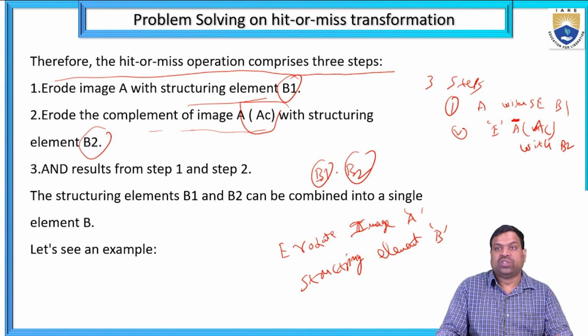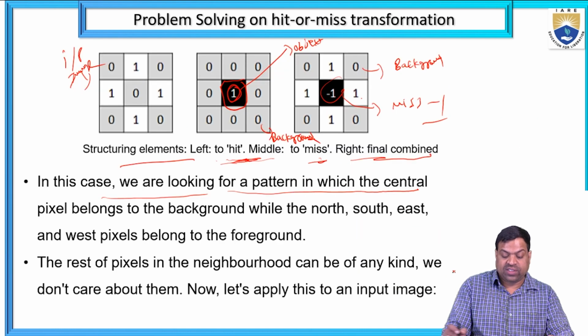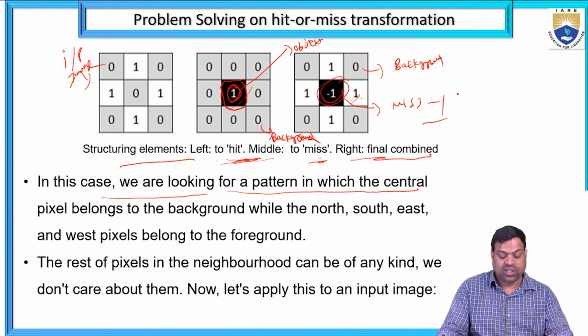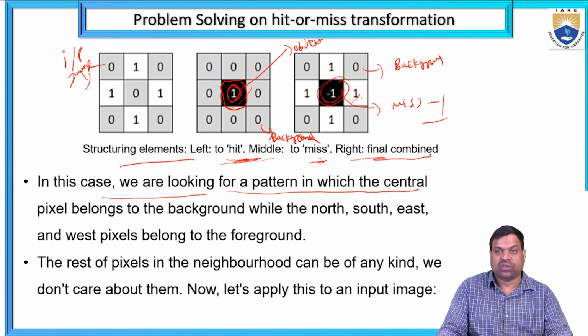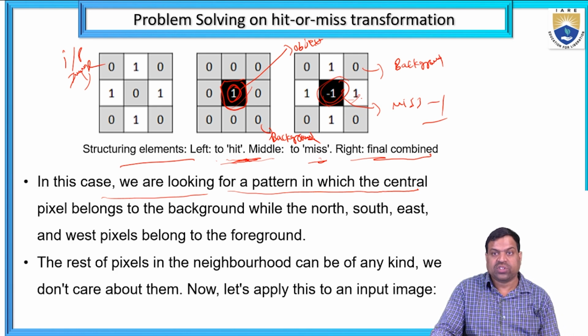So there are 3 steps of the hit or miss operation. Erode image A with the structuring element B1, erode A with the complement of B2, and take the AND operation of step 1 and step 2. AND operation means I am taking B1 with B2. And it is a hit transform, it is a miss transform. -1 is nothing but a don't care condition. And it is looking for a pattern in which the central pixel belongs to the background, while the north, south, east and west pixels belong to the foreground.